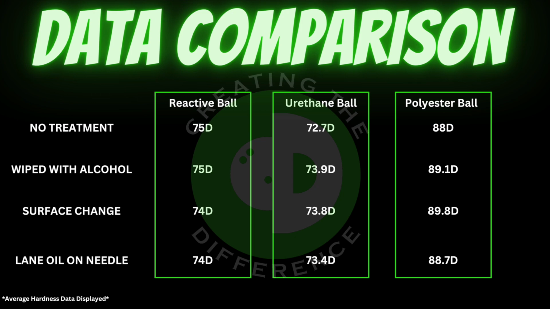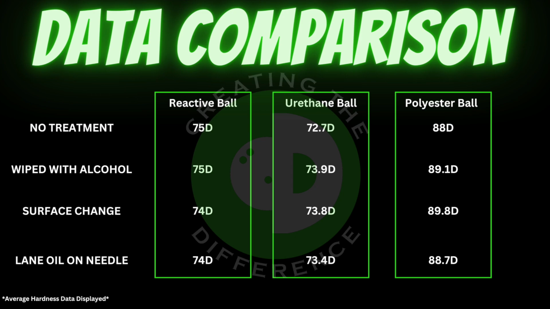Comparing each one to the no treatment data, you can see that when we wiped the reactive ball off with alcohol, it didn't change the hardness. But when we wiped the urethane ball with the alcohol, it went up 1.2 points. Same with the polyester ball. It went up 1.1 points. And going on to the surface change, the reactive ball went down in hardness 1 point. Moving on to the urethane ball, when we changed the surface, the hardness went up 1.1 points. Same with the polyester ball. The polyester ball went to 89.8, a change in 1.8D.